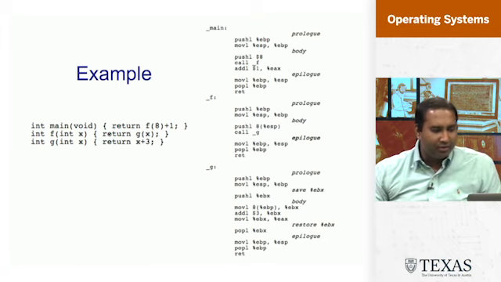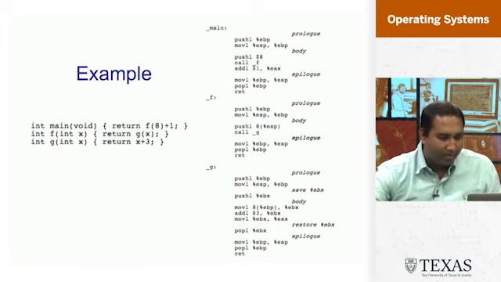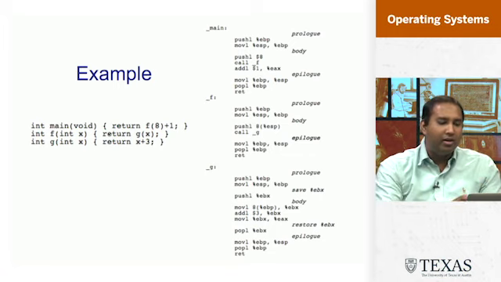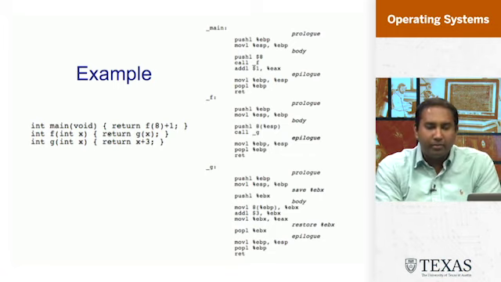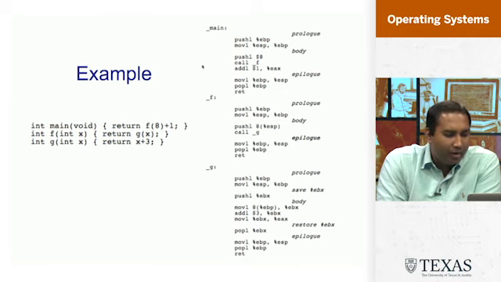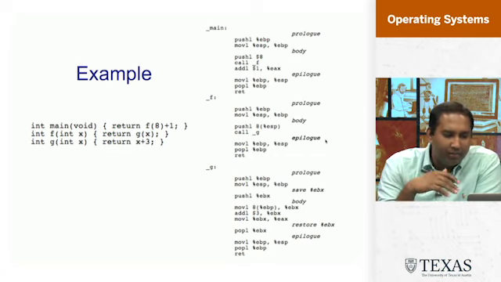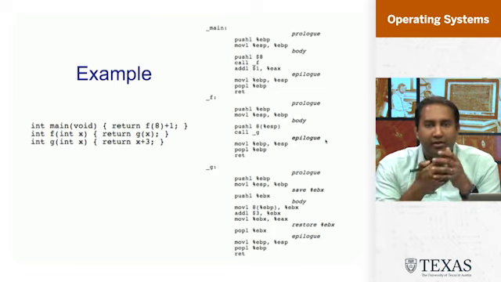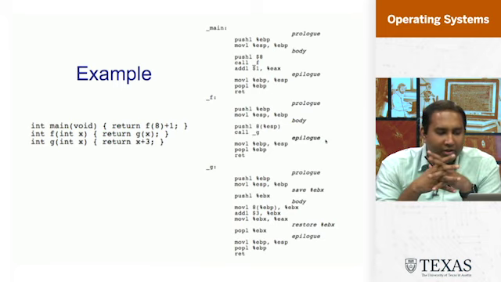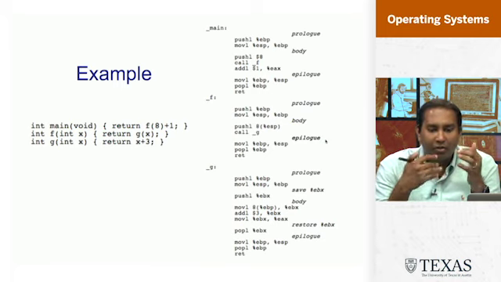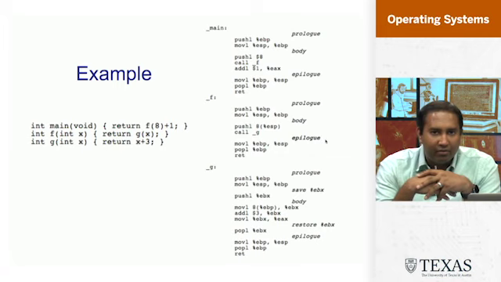So there are 3 functions. There's main, there's f, and there's g, and what we're looking at is the assembly code that's generated for all of these things. So the first thing I want you to note is that every function has a prologue and an epilogue. What that means is whenever you are inside a function, you have to save certain registers, so that even if your function overwrites those registers, when you're exiting from that function, you're able to return to the correct value.